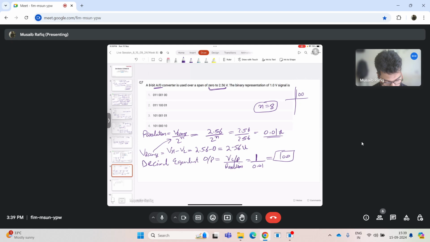So this is 50, 0, 25, 0, 12, 1, 6, 0, 3, 1, 1, 1. So this is 1 1 0 0 1 0 0, positions 1 2 3 4 5 6 7. So this is 0 1 1 0 0 1 0 0. That is option 1. So this is your correct answer.